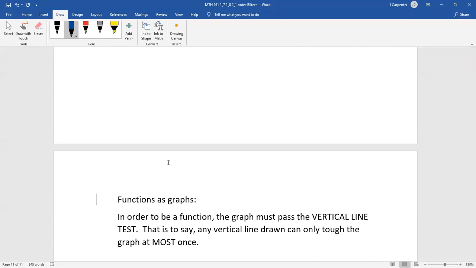So now functions as graphs. Let's talk about their domain, let's talk about their range, and whether or not they're a function. In order for a graph to be a function, the graph must pass what we call the vertical line test. And I know at least half of y'all have heard of this before. If not, then you skipped Algebra 2 and probably shouldn't be in pre-calc.